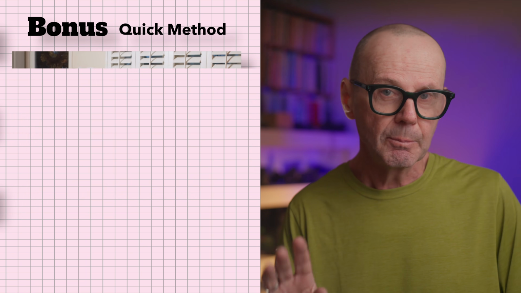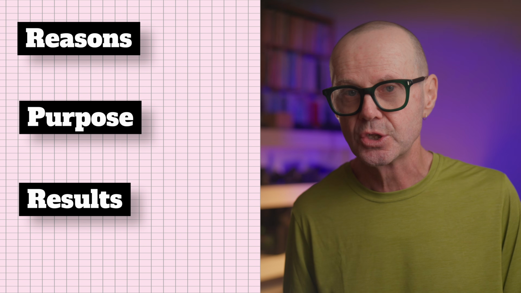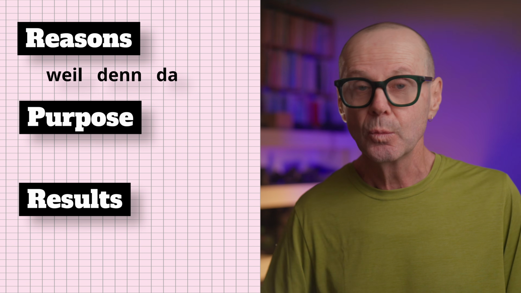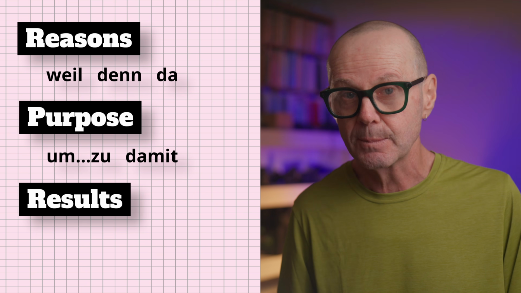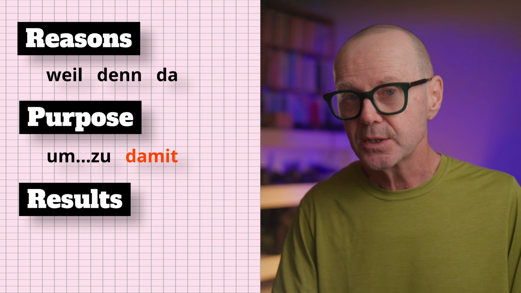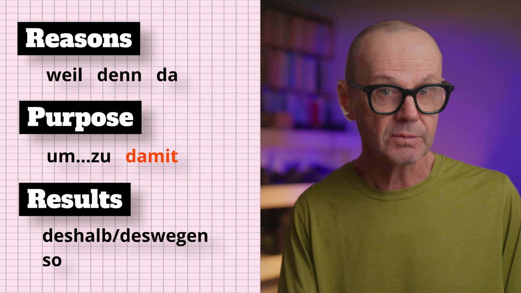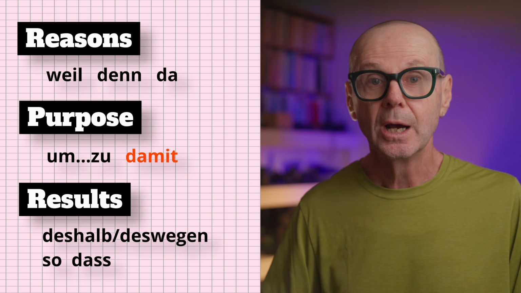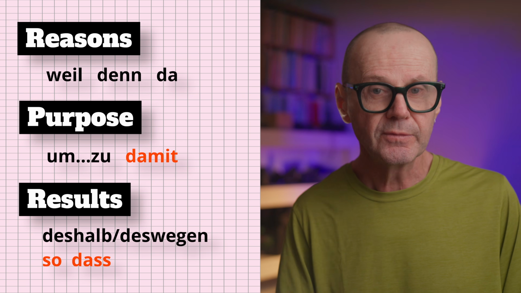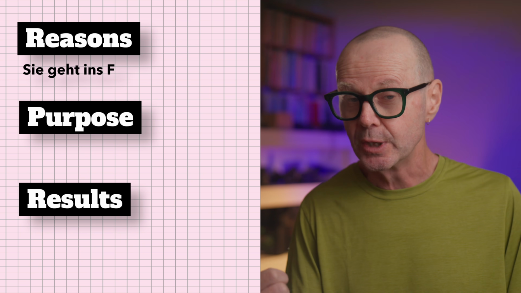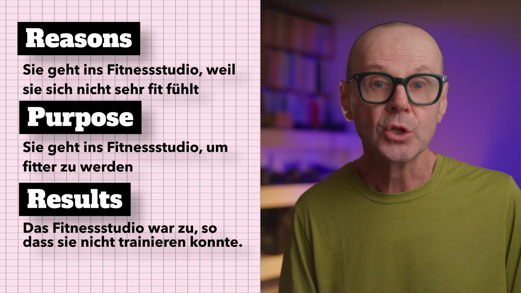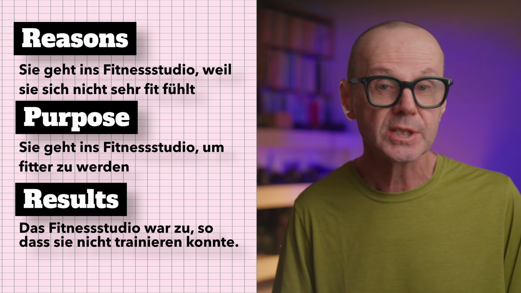So, in short, pick the form that matches your message. Say why with weil, denn, da. Describe your purpose with zu, if you're using the same subject in both clauses, or damit, if you've got different subjects, and highlight any kind of results with deswegen or deshalb, or all those unintended consequences with sodass. And if you can flip the same idea through reason, intention, and consequence, like this over here, then you're thinking at B1 level and you'll sound like it.